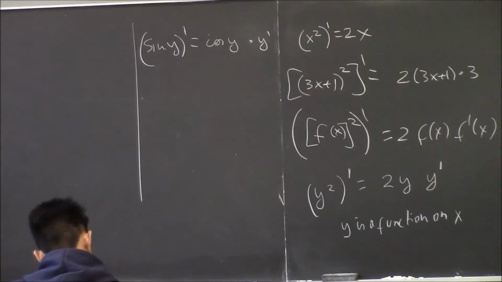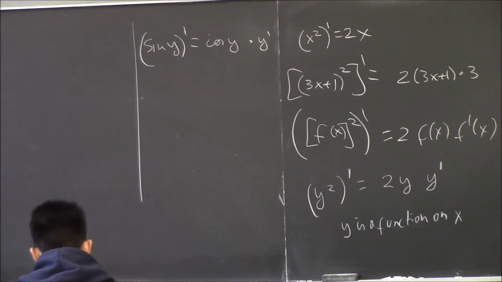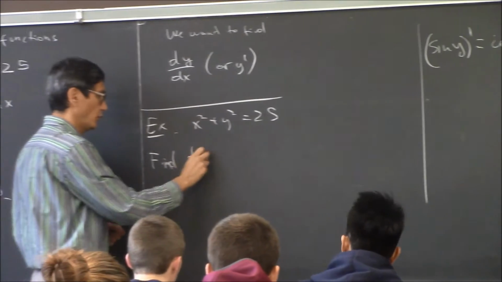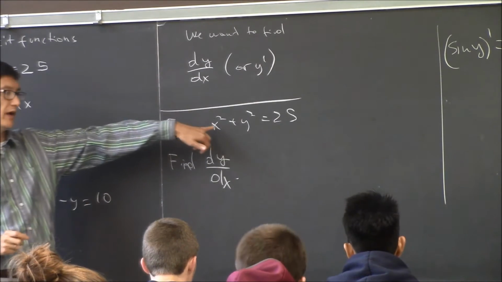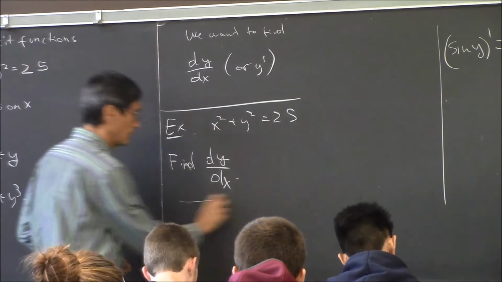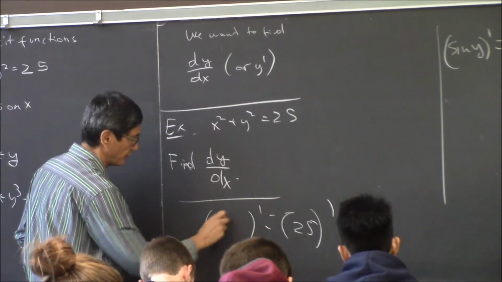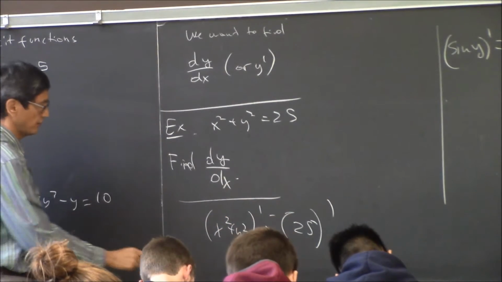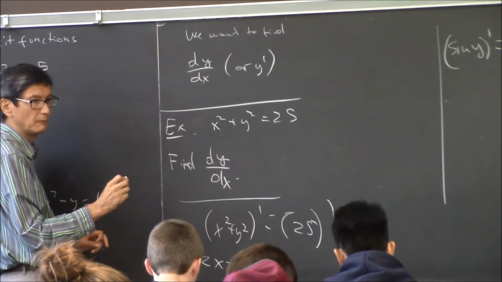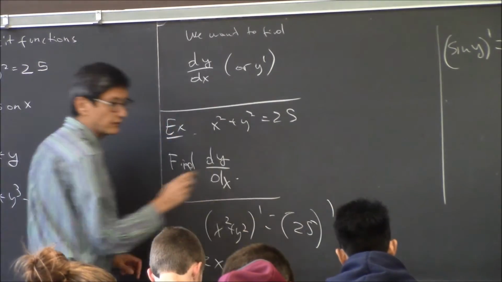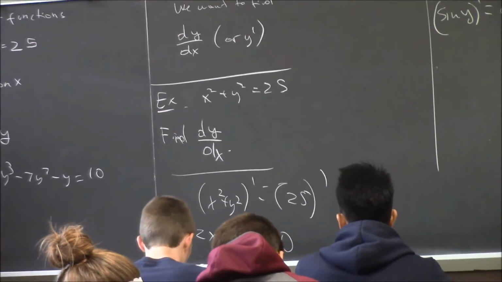Let's consider again our circle, x squared plus y squared equals 25, and let's find the derivative. The derivative of x squared is 2x. So what we'll do is take the derivative of both sides: the derivative of 25 and the derivative of x squared plus y squared. The derivative of x squared is 2x. The derivative of y squared is 2y, y prime. The derivative of 25 is 0. So we get 2x plus 2y, y prime equals 0.